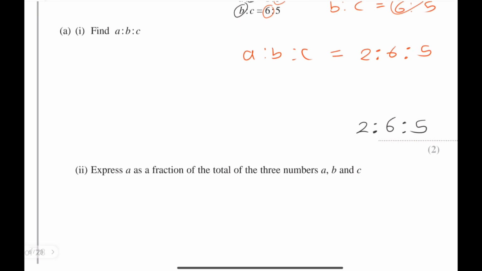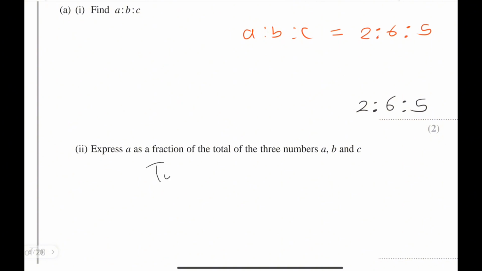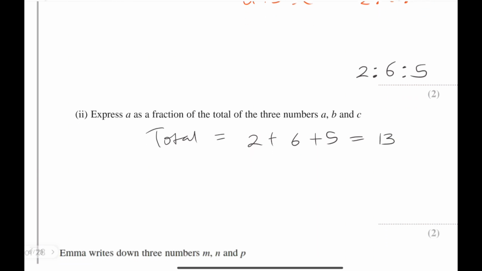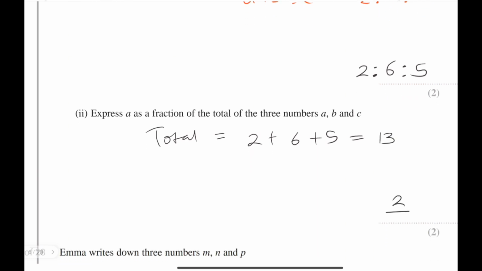Write A as a fraction of the total of the 3. So the total of the 3 is going to be 2 plus 6 plus 5, which is equals to 13. So A as a fraction of that is going to be 2 over 13, because the ratio for A is 2.